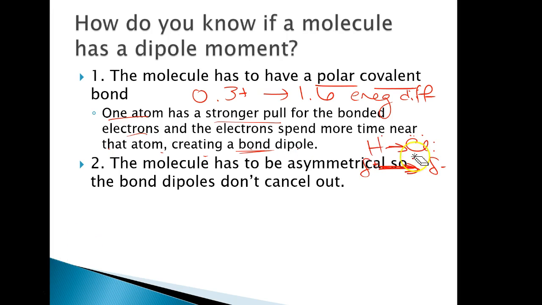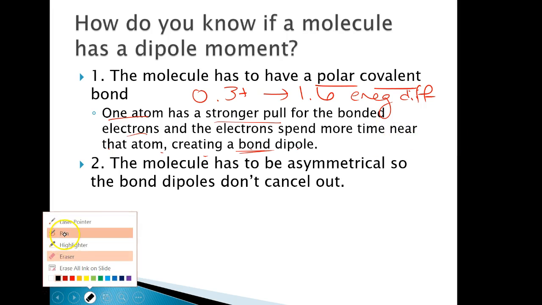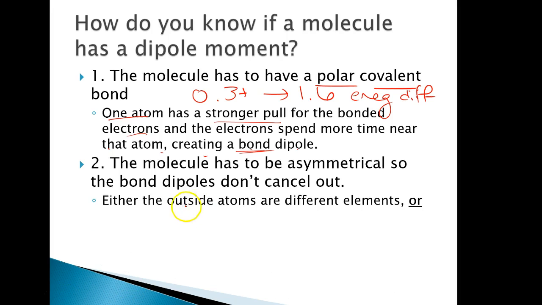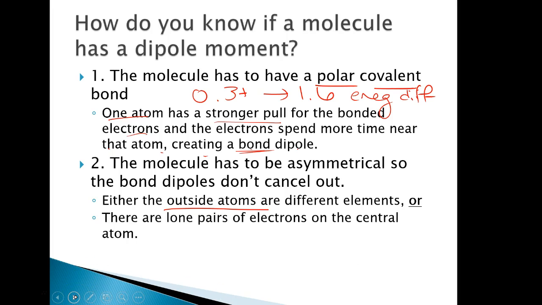Then you need to have, in order for it to turn into a molecular dipole, which I realize is confusing, the molecule has to be asymmetrical so that those bond dipoles don't cancel out. So it has to be oddly shaped. Okay, either the outside atoms are different elements, because that creates a different strength of bond polarity, or there are lone pairs of electrons on the central atom. Either one of those situations will result in a dipole moment on a molecule.